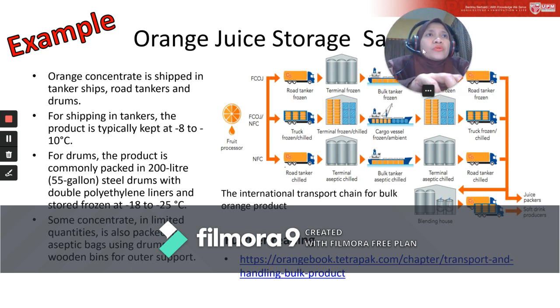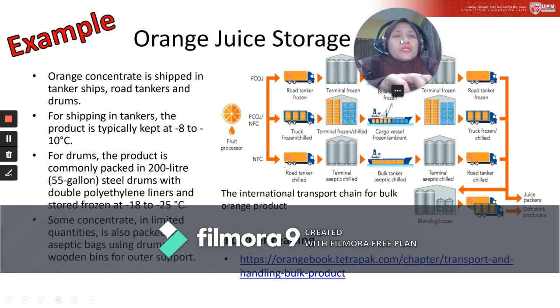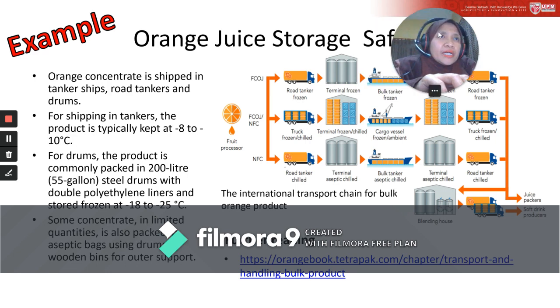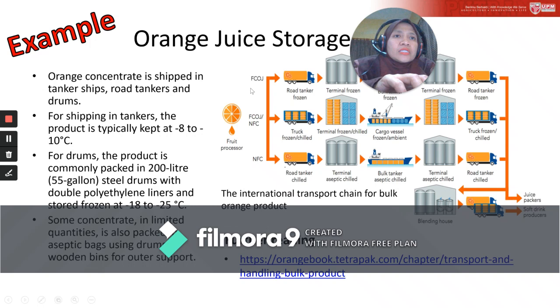Alright, now the example for orange juice storage. Okay, I forgot to delete the safety word. If you look at this illustration, basically this is the illustration for the international transport chain for bulk orange juice. I'm getting this from Tetra Pak. You can get this book, very interesting, a free ebook. So a lot of things. This can also be applied for other citrus juice.